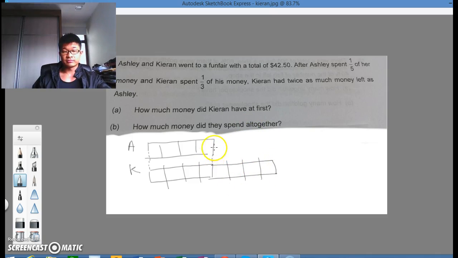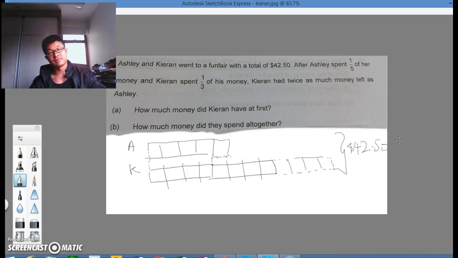So in a sense, this model here represents what's left. We put in the 1/5 that was spent by Ashley, and we put in another 1/3 that is spent by Kieran. So you go 1, 2, 3, 4, right? 2, 3, and 4. The total here would be $42.50. So once you get to this, you can solve everything.